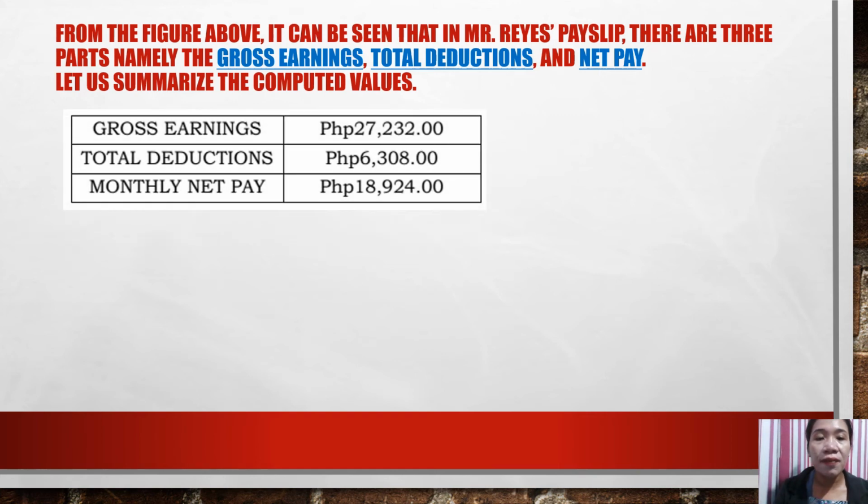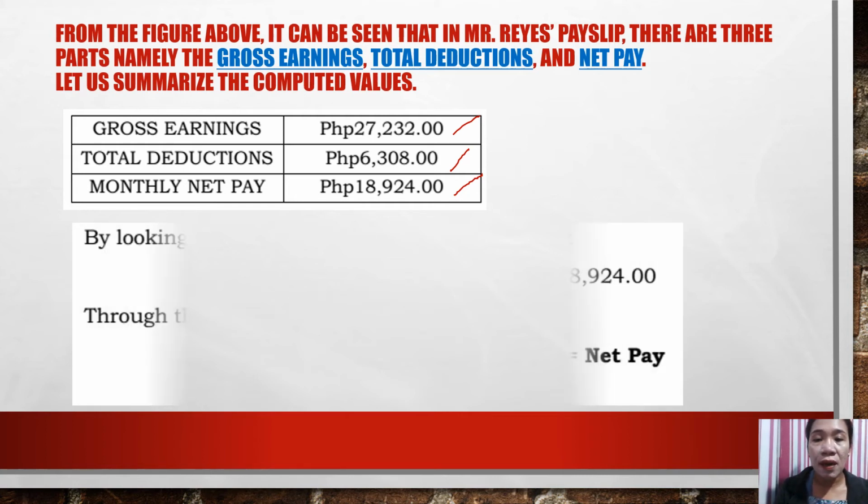So let us have this example. Gross earning of 27,232. The total deduction is 6,308. So the monthly net pay of Simon Reyes is 18,924. This is true in his September 2020 salary.